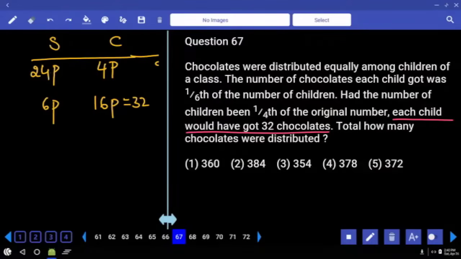According to our calculation, it is 16 parts. From that, 1 part is equal to 2, then 6 parts is equal to 12, then total number of chocolates is equal to 12 into 32. Number of students, 12 students, each student is getting 32. 12 into 32. 10 times plus 2 times. 10 times is 320, 2 times is 64. Total 384.